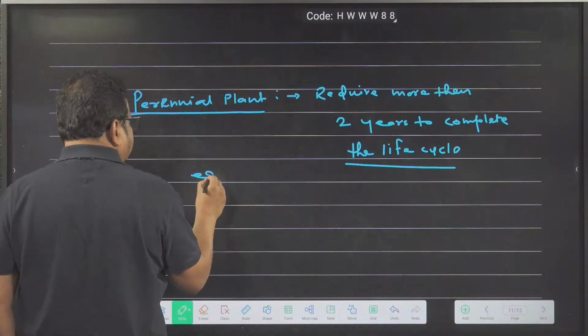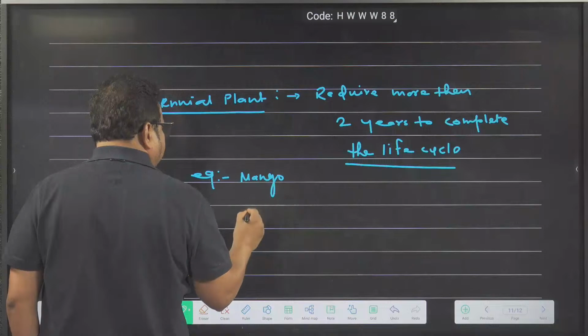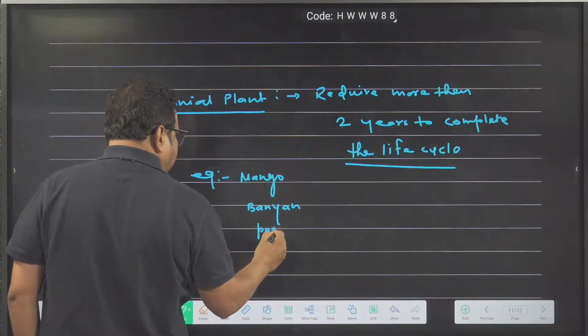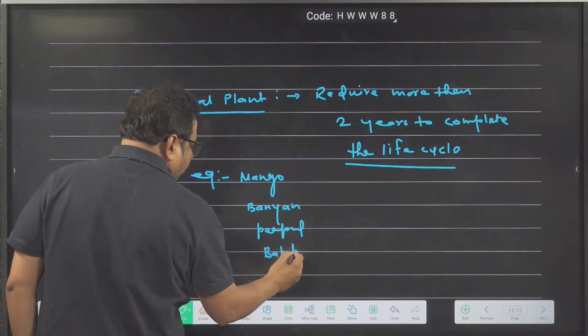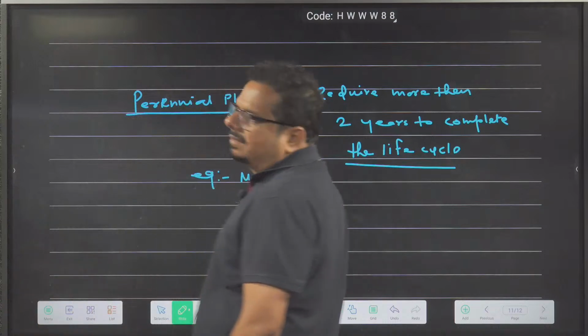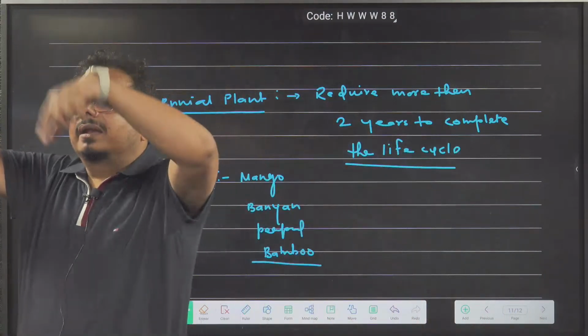Some good examples are mango, banyan, peepal, and bamboo. These are all perennial plants. All big trees are perennial.